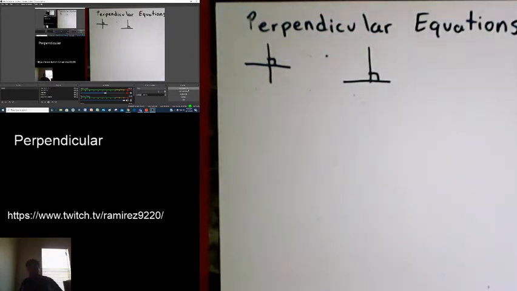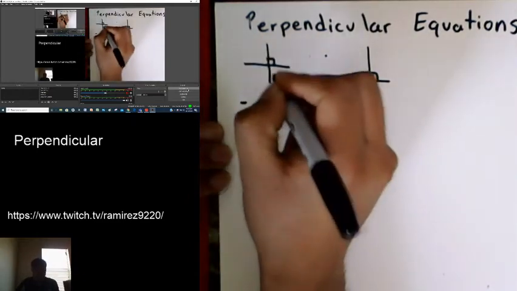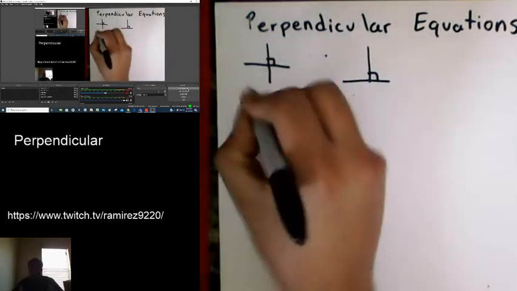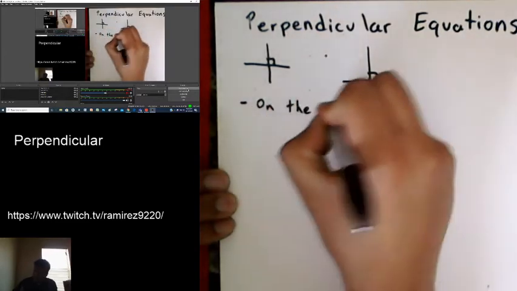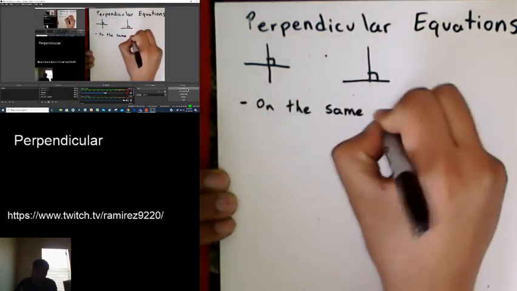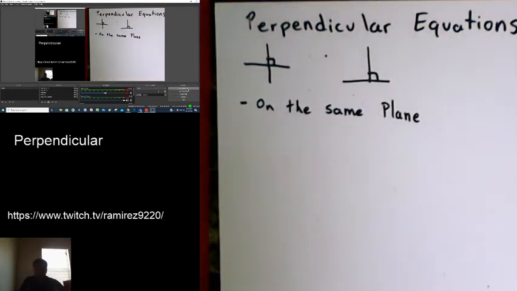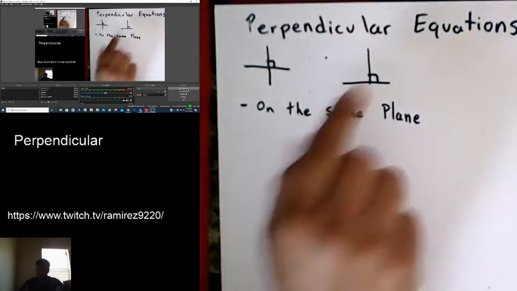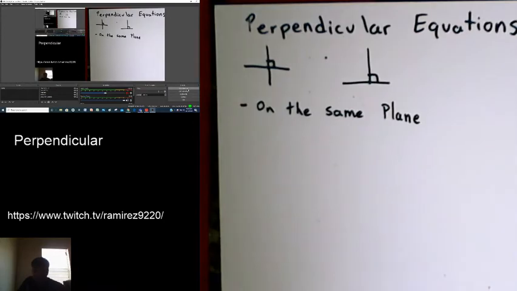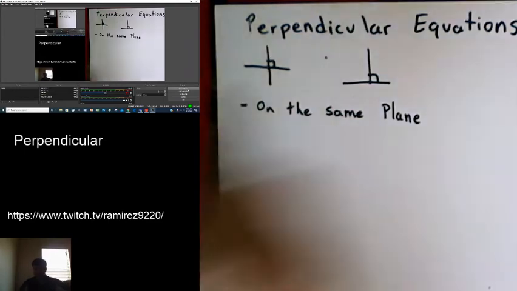Now, in order for you to have perpendicular equations, there's a few things that must be met. Obviously, they need to be on the same plane, okay? And when I say they're on the same plane, I am referring to that they're on the same surface, okay? When we're talking about the lines themselves, for example, on this piece of paper, these two right here, they happen to be perpendicular, okay? Even if you're looking at it at a different angle.